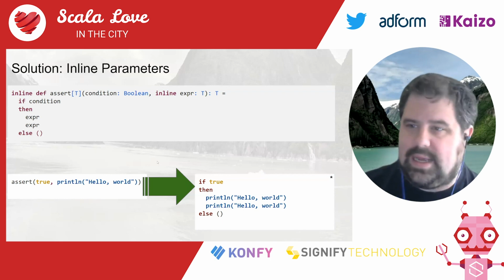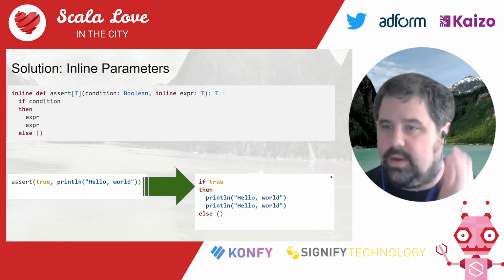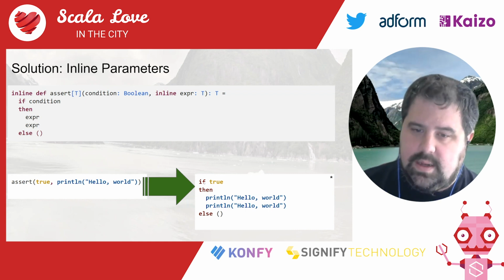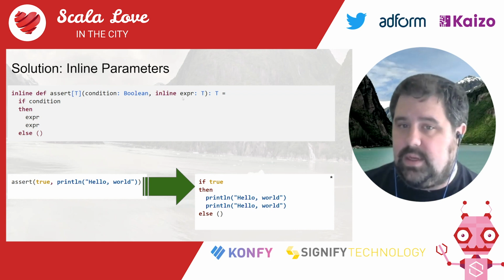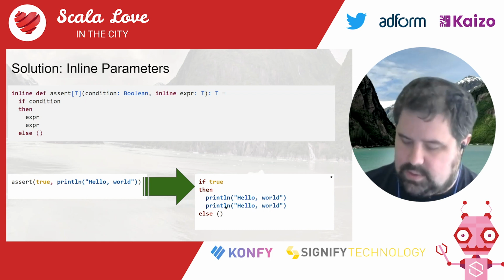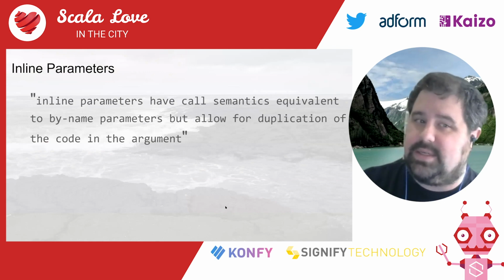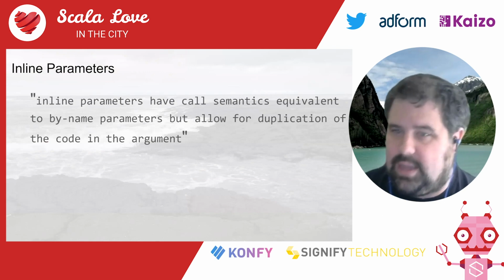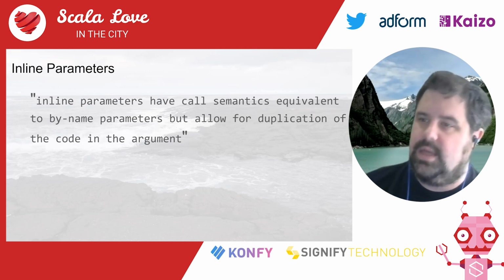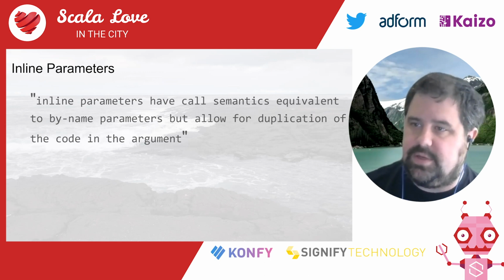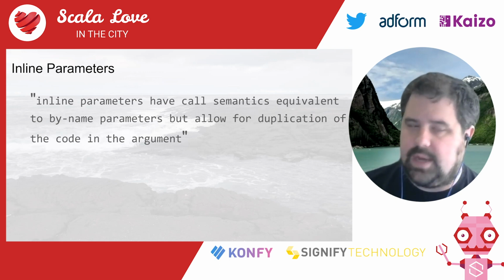Hopefully that makes sense. I can't see questions or hands or anything, so if anyone is confused, feel free to ping on chat. We can go into details. Anyway, effectively, inline lets me lift this whole thing and write it in twice. Inline parameters have call semantics equivalent to by-name parameters, but allow for duplication of code in the argument. This is the definition according to the specification if you read the Dotty documentation.